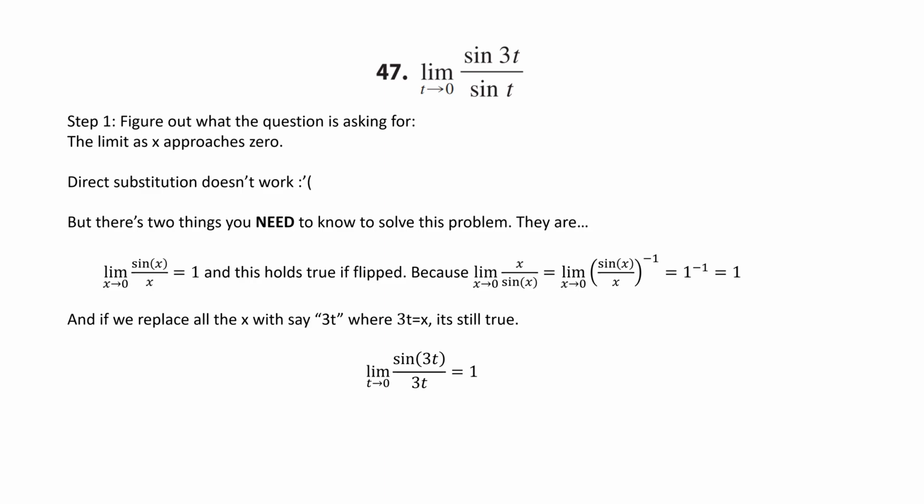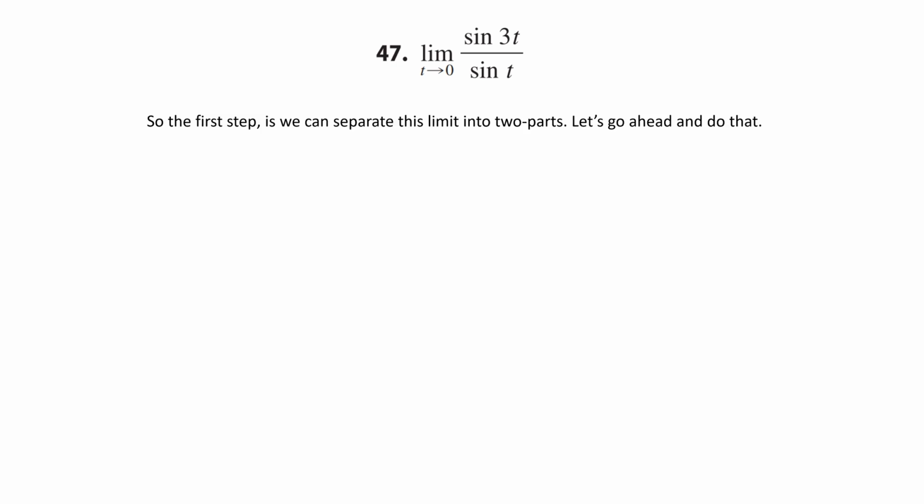So now that you know these basically two limits, one of which is that sine t over t is equal to 1, the other one is that sine 3t over 3t is equal to 1, and if you flip it, it's still true, we can jump into our problem. We're going to use all three tricks here.